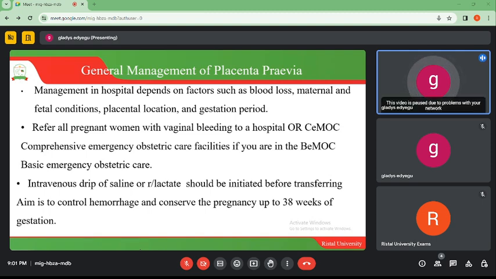Before you refer the mother, you can give her an intravenous drip. An intravenous drip of saline or Ringer's lactate should be initiated before transferring, and you have to aim to control hemorrhage and conserve the pregnancy up to 38 weeks of gestation, depending on the state of the mother, the state of the baby, the gestational age, and mostly the level and severity of the bleeding, which is very key when you're managing these mothers with conservative management.